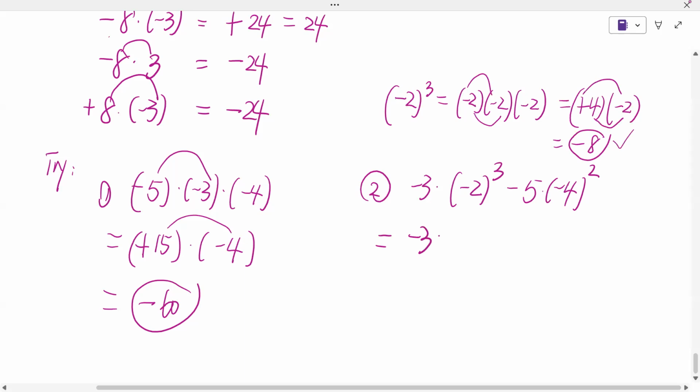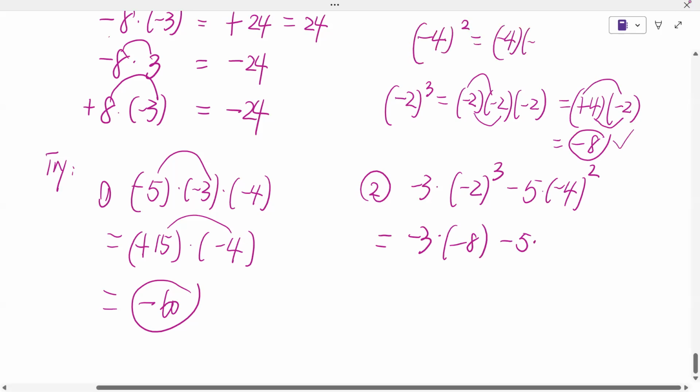So that will be -3 times -8, minus 5 times -4 squared. -4 squared is -4 times -4. Two negatives turn into positive, 4 times 4 is 16. So the answer is positive 16. That means a negative number to the even power becomes positive. Even power positive, odd power negative.